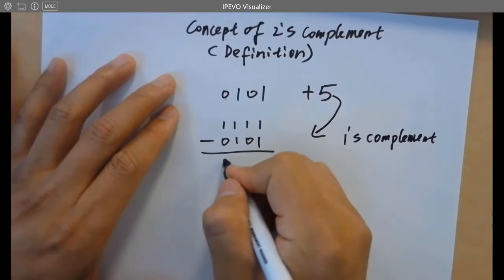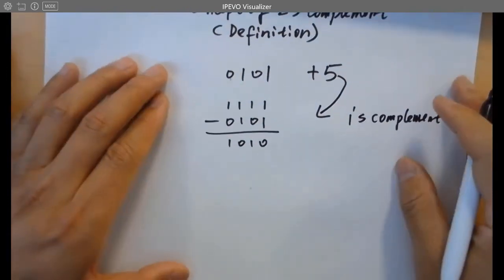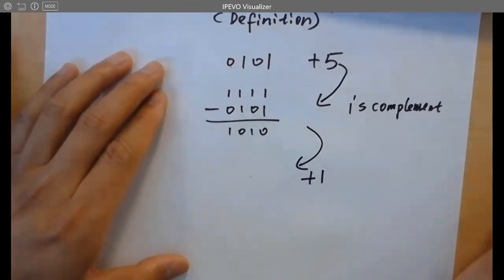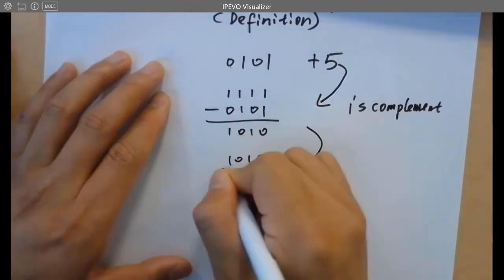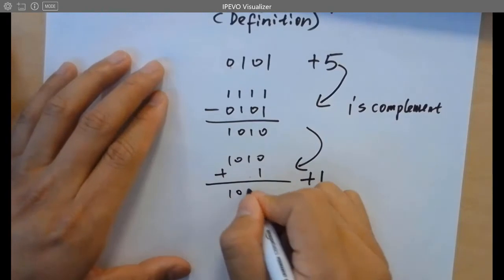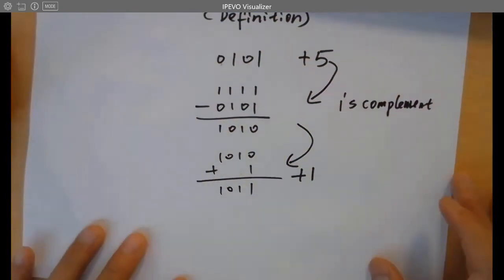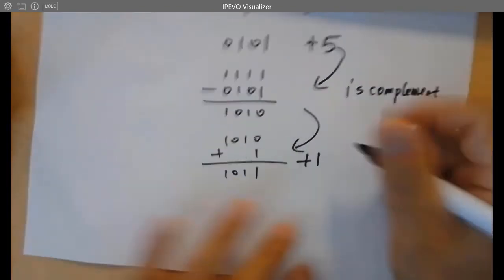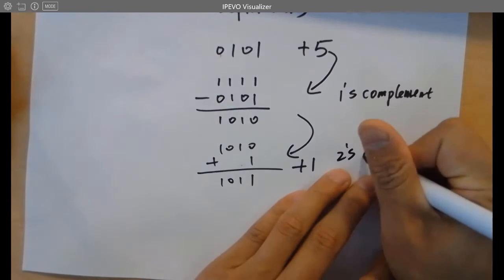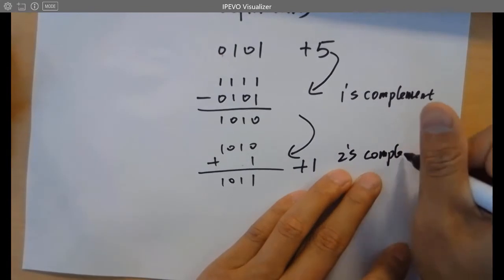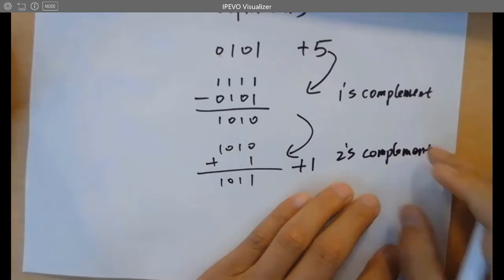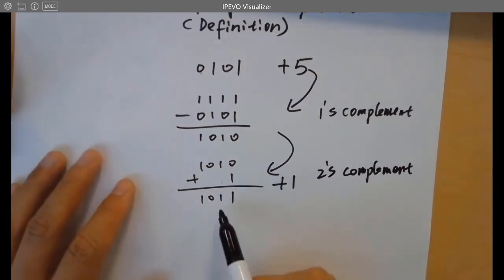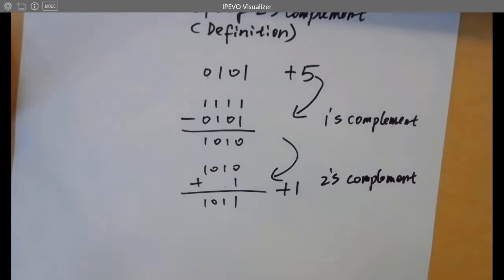which is 1010. And then we plus 1 to that number, which is 1010 plus 1, which is 1011. And that number is called the 2's complement of that number. And we define this number as minus 5.